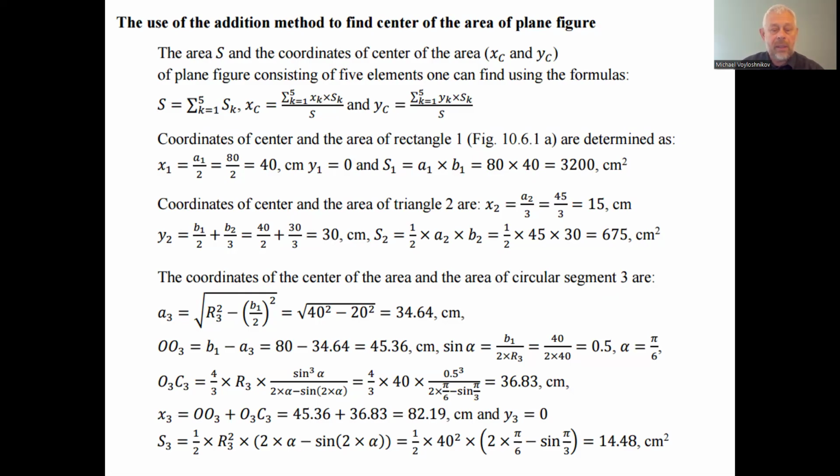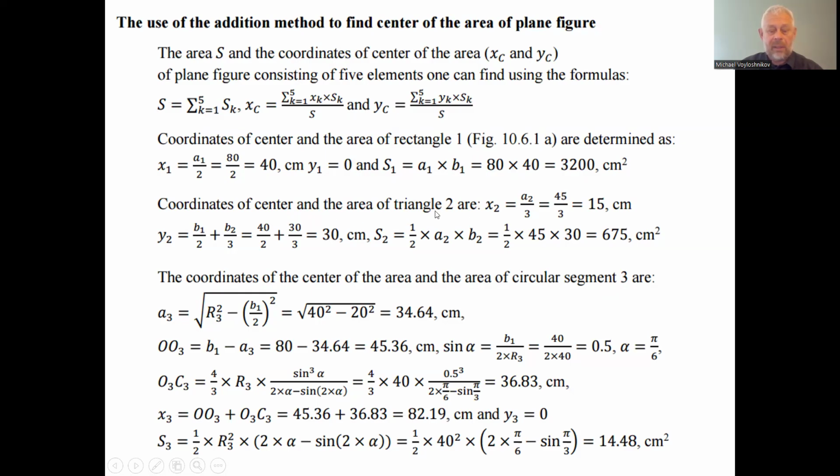Okay, so this is okay. Let's begin. The coordinates of the center and the area of rectangle one are determined. It is very simple: the abscissa is h divided by 2, because h is the length of the rectangle, equal to 40, and the area is 80 by 40, width and length, which is 3,200 centimeters squared.